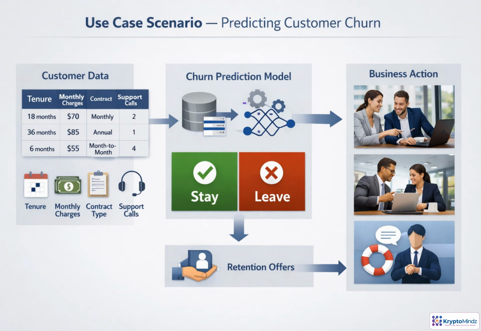Let's make the workflow concrete with customer churn. A business wants to predict whether a customer is likely to leave. The model might use tenure, monthly charges, contract type, support calls, and payment method. The output is simple: stay or leave. That prediction helps teams focus retention efforts on customers who may need attention before they cancel.